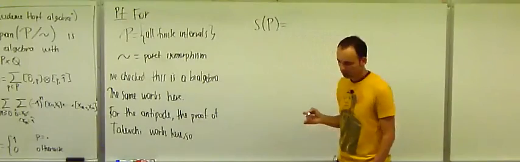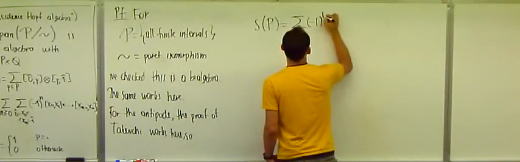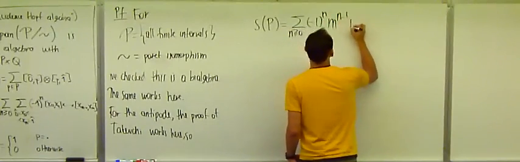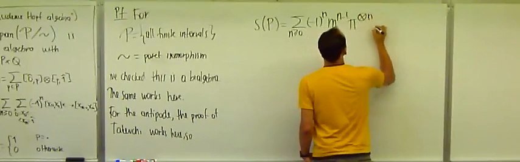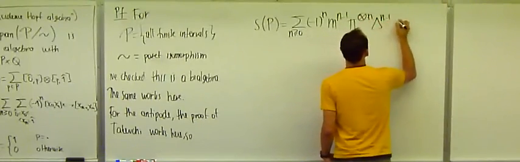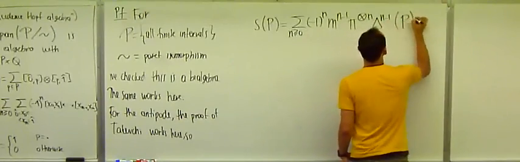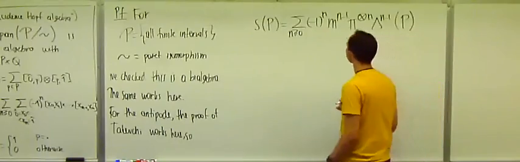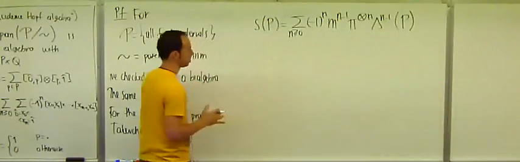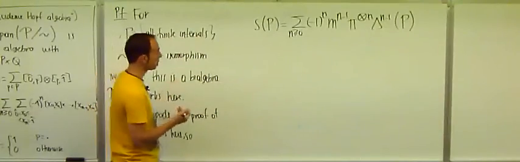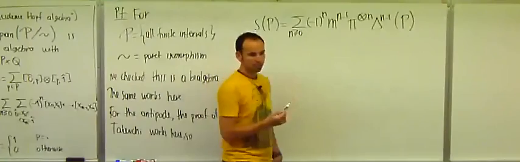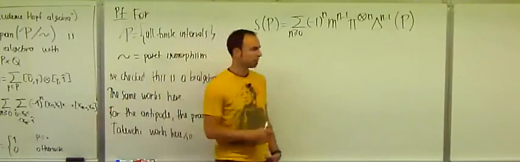And so that means we can actually assert this: the sum over n greater than or equal to 0, minus 1 to the n, m to the n minus 1, pi to the n, delta to the n minus 1 of p. Okay? This is the formula. And so let's just write down what this is, and we'll see that it's exactly what I wrote down here. Okay?